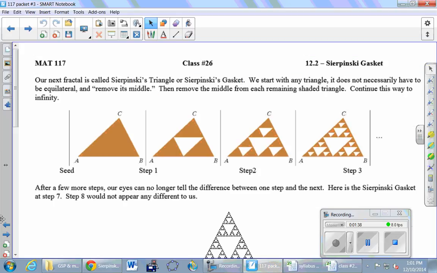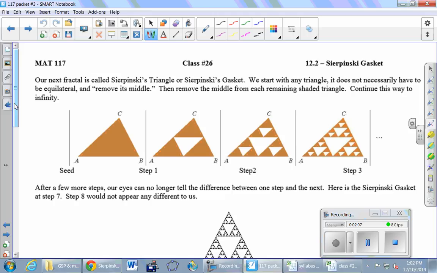All right, so here we are on page 35. We'll start all the way up at the top. Our next fractal is called the Sierpinski gasket. Start with any fractal. It does not necessarily have to be lateral and remove the middle triangle.